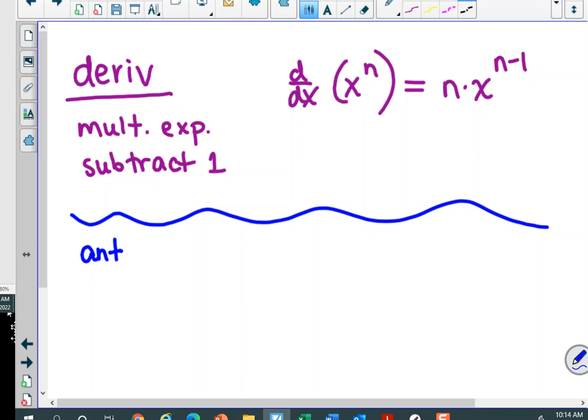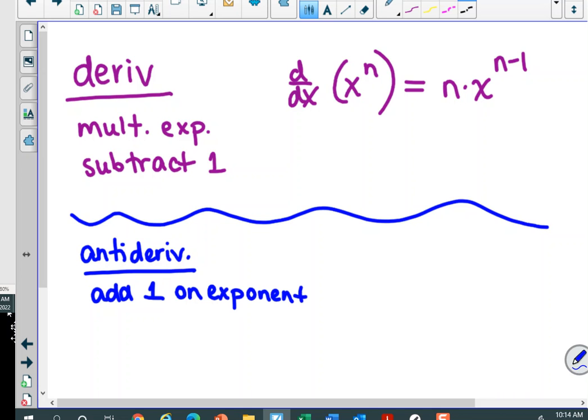Okay, so for the antiderivative, I'm going to do the opposite of these two things, and I'm going to do them in the opposite order. I am going to add 1 onto the exponent. I should have written that from the exponent.